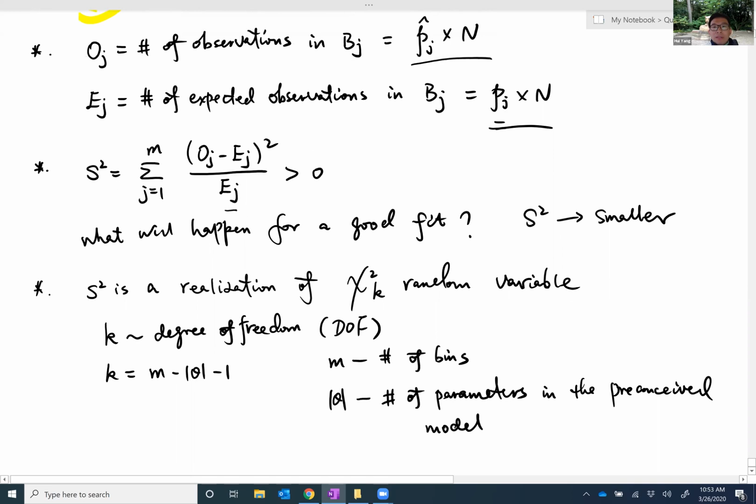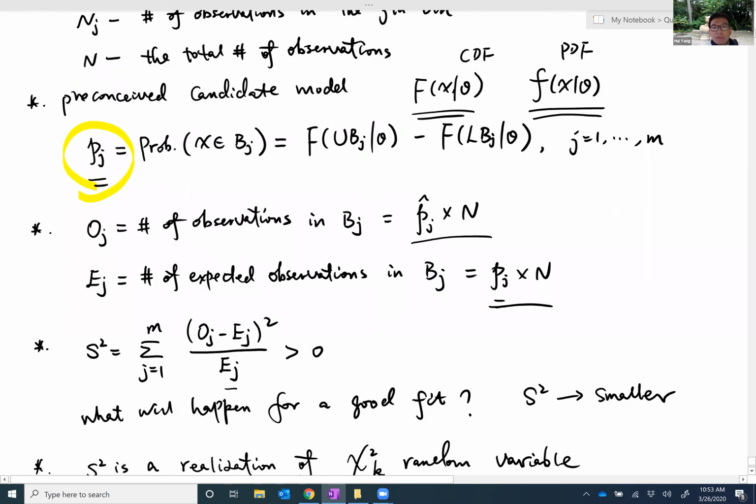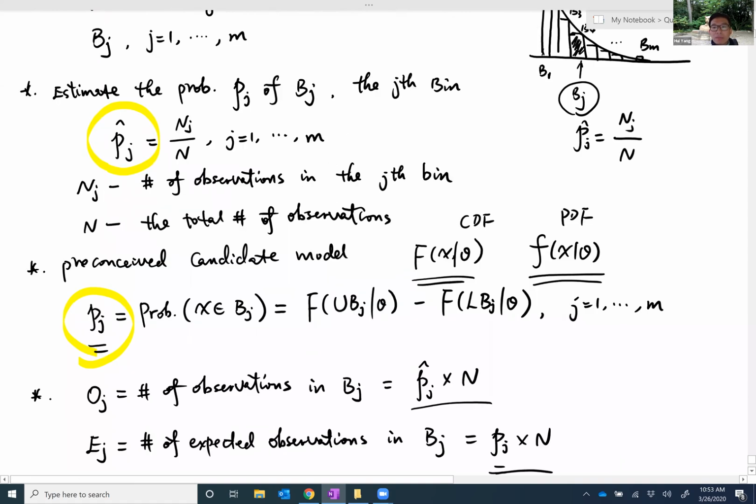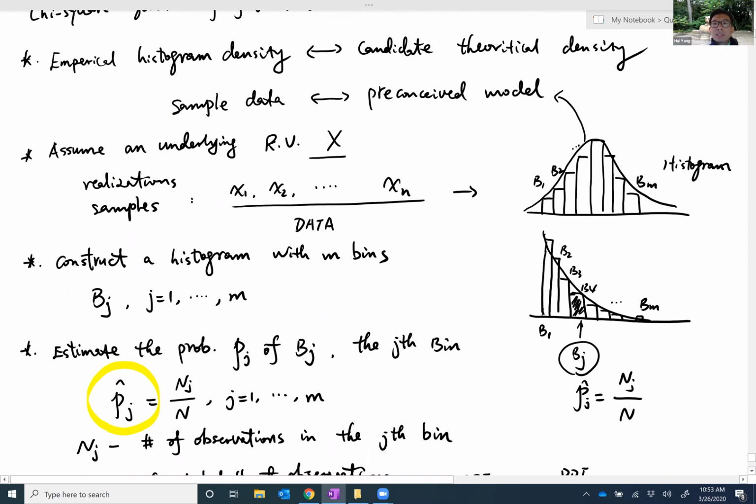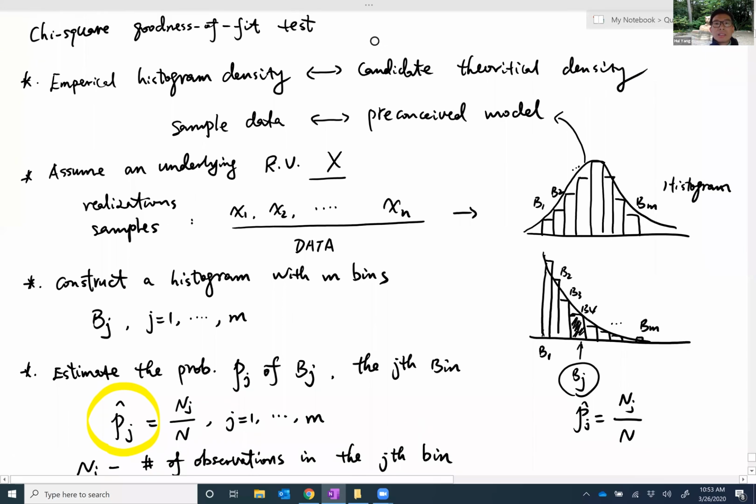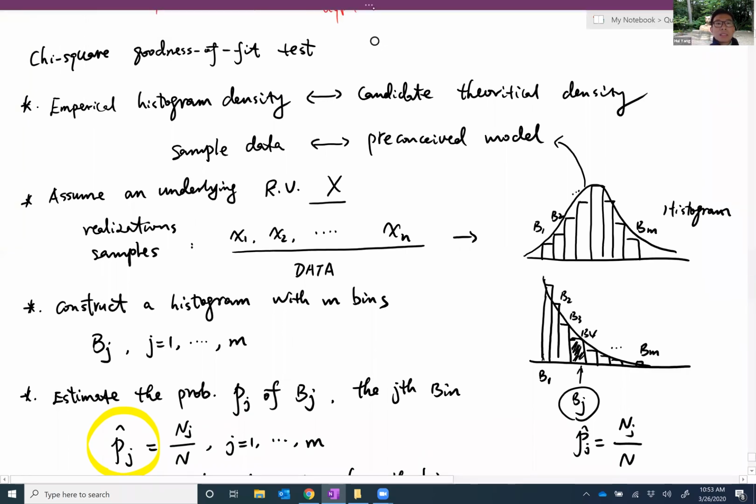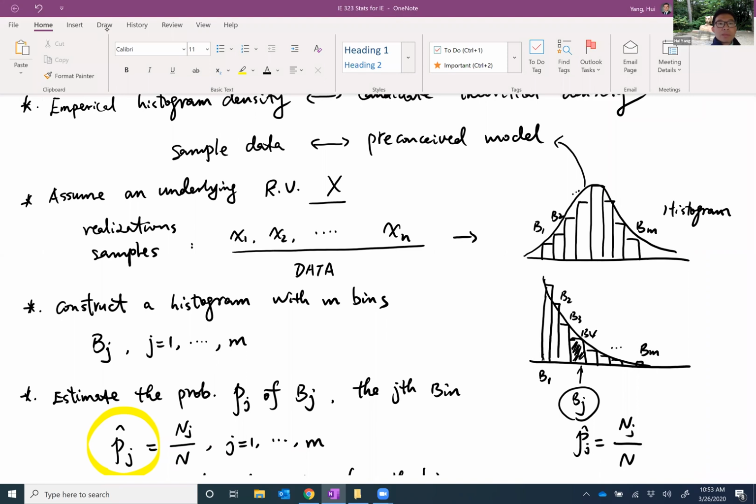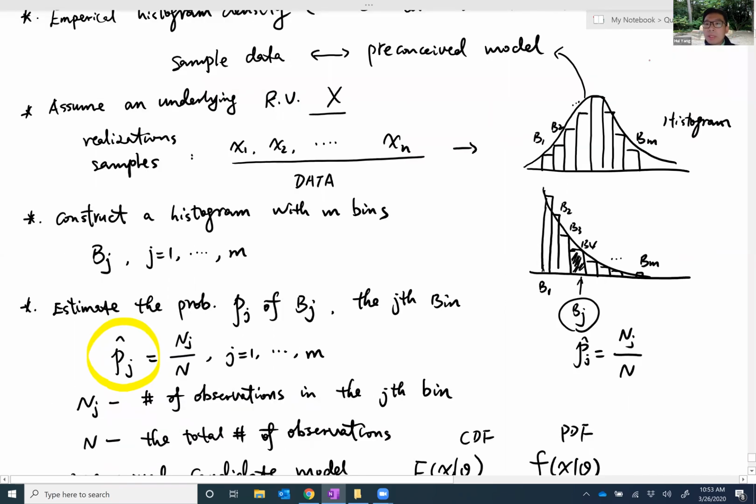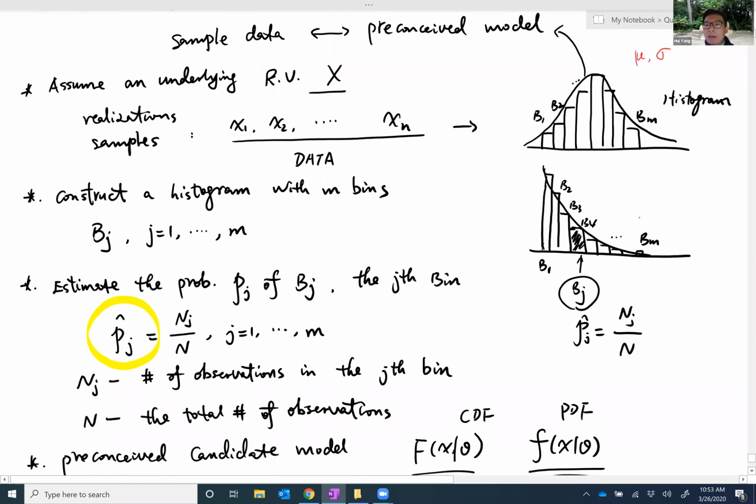So if you have a normal distribution, how many parameters do you have? If you have a normal distribution, this is f_x theta and capital F_x theta. So normal distribution has two parameters, that is mu and sigma squared. So two parameters, mu and sigma. However, for exponential, you only have one parameter, that is lambda.